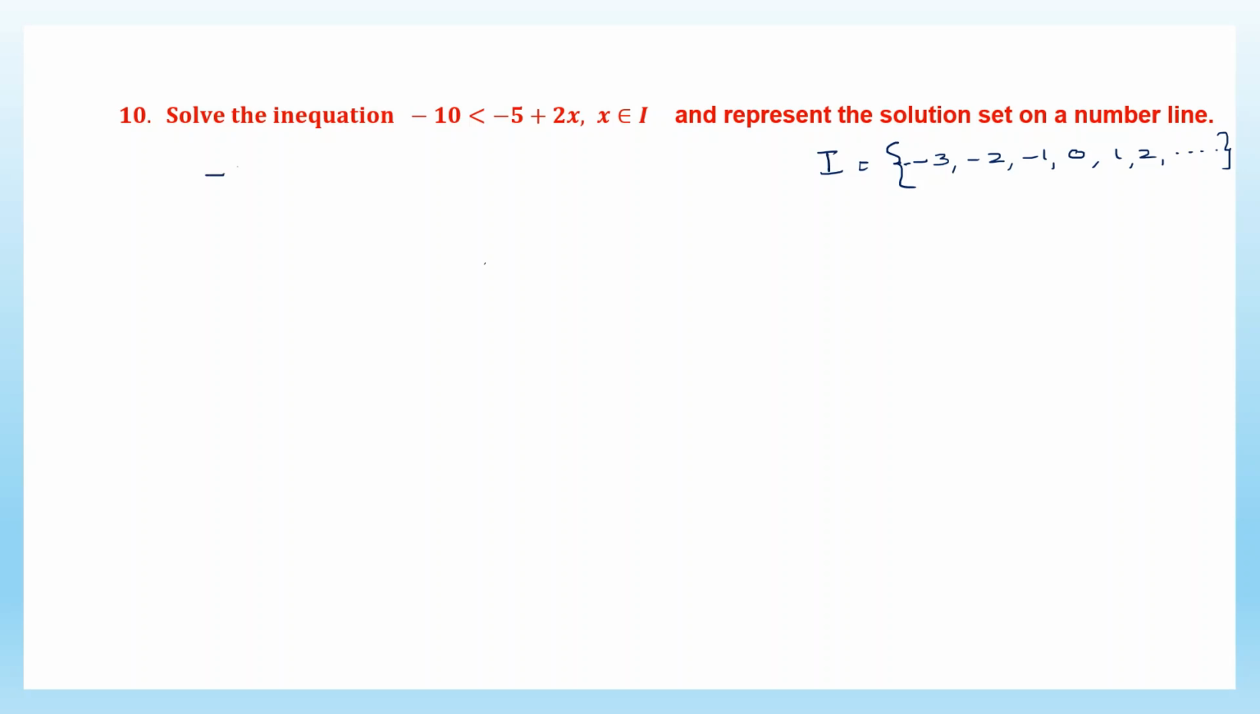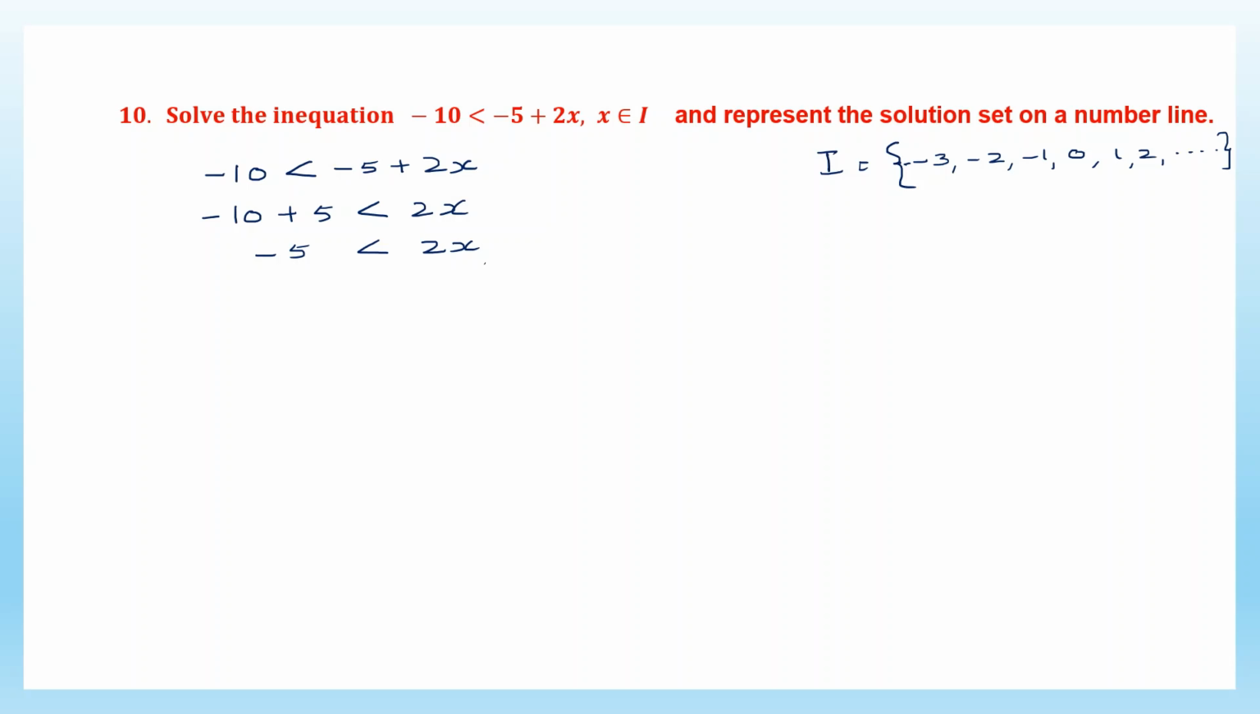So we have -10 is less than -5 plus 2x. So let's take all the numbers to the left hand side. So we have -10 and I've transposed -5, so it becomes +5 is less than 2x. So here signs are different, so put the sign of the bigger number and subtract. 10 minus 5 is 5. This is less than 2x, or 2x is greater than -5. We can also read it that way.